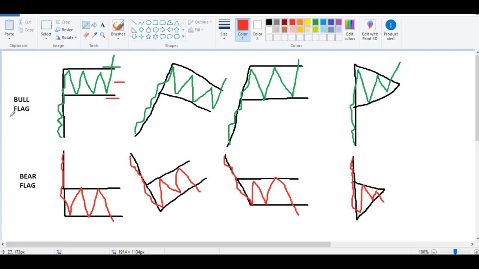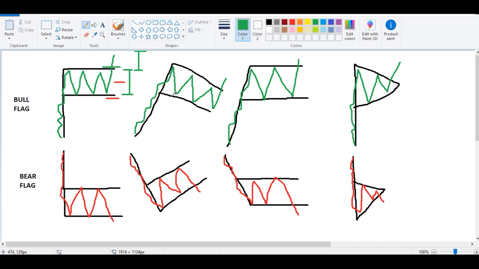And keep one thing in mind, in a bull flag, we will only be looking to take buy trades, because it is a trend continuation pattern. So if price is moving up, that means the trend is up, so we will only look to take a buy trade. And what is my target? My target is the distance of this flag, this area. So I will add this portion towards the upside, and that will be my target, this distance.